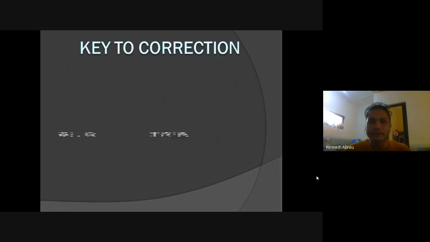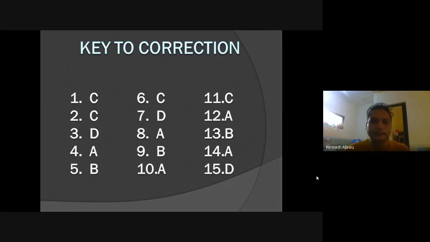For the key to correction, number 1, we have letter C. Number 2, letter C also. Number 3, letter D. Number 4, letter A. 5, B. Number 6, C. 7, D. 8, A. 9, B. 10, A. 11, C. 12, A. 13, B. 14, A. And number 15, D.